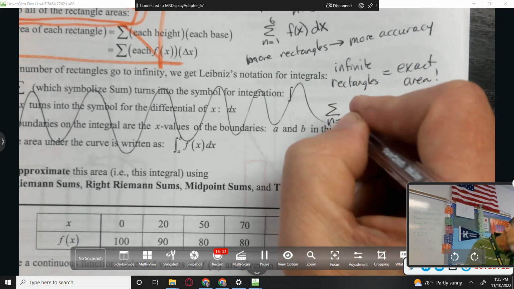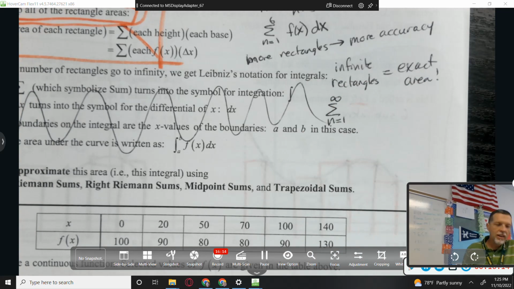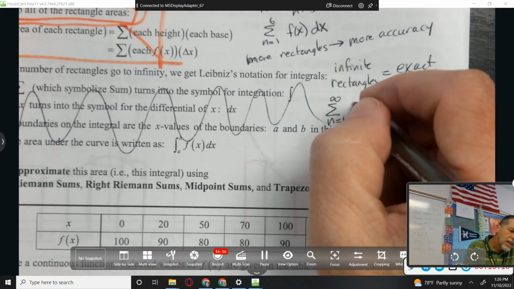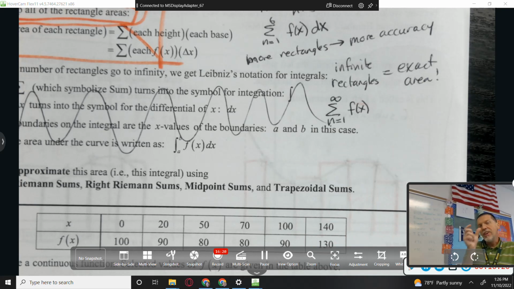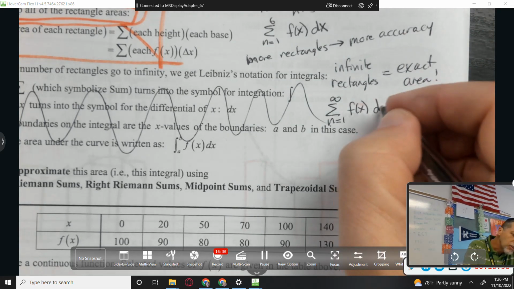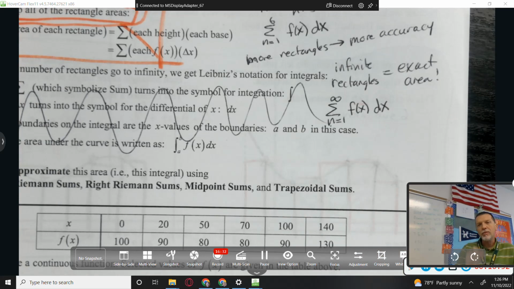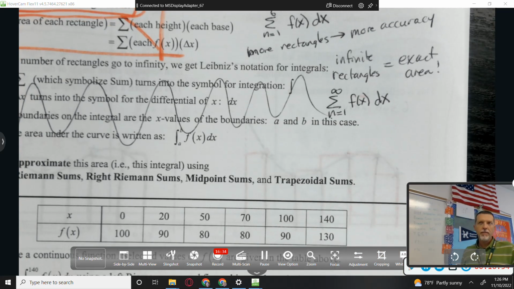So if you went from 1 to infinity, f of x, and now instead of delta x, because delta x is a finite distance, if we shrink delta x down small enough and make it very, very small, we change it to dx.